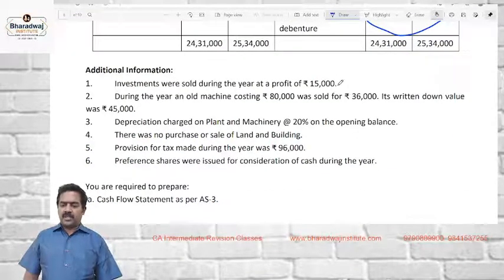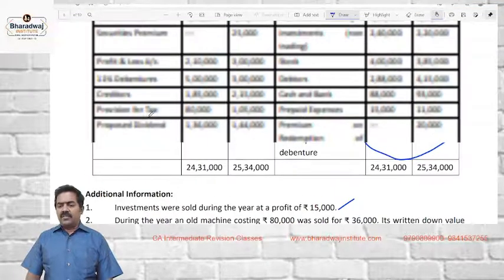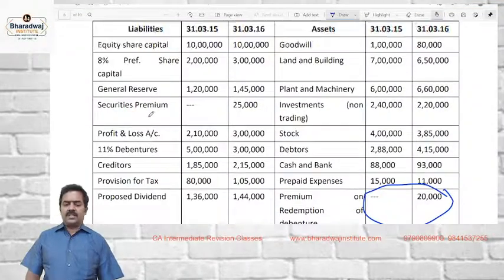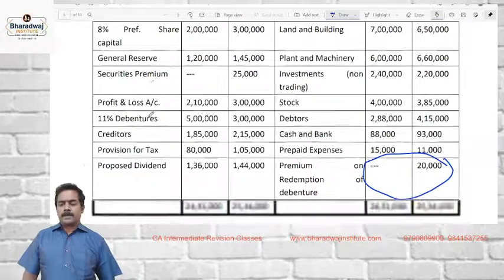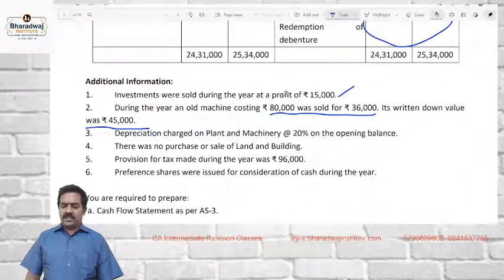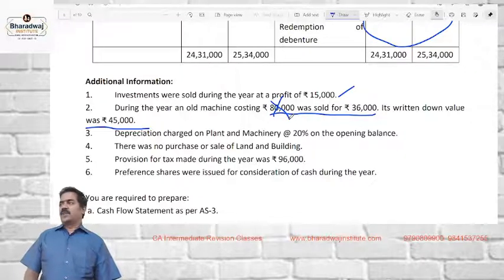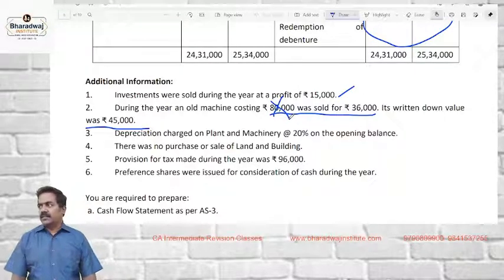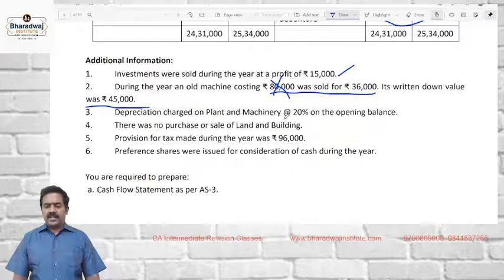Investments were sold off at a profit of 15,000. Machinery costing 80,000 was sold for 36,000. WDV was 45,000. Are we given any accumulated depreciation or depreciation? No. So in this problem the cost doesn't really matter for us. 36,000, 45,000. What is the loss on sale? 9,000. Depreciation is 20% on the opening balance.